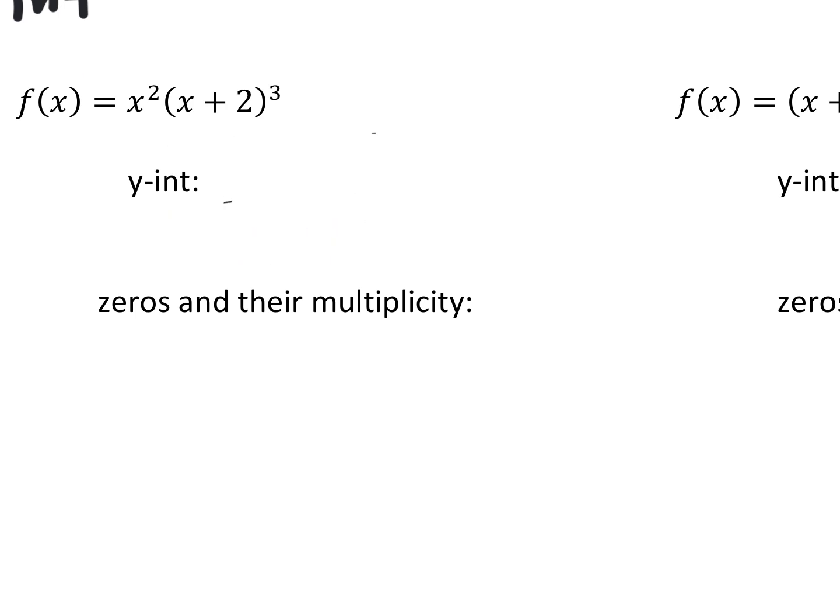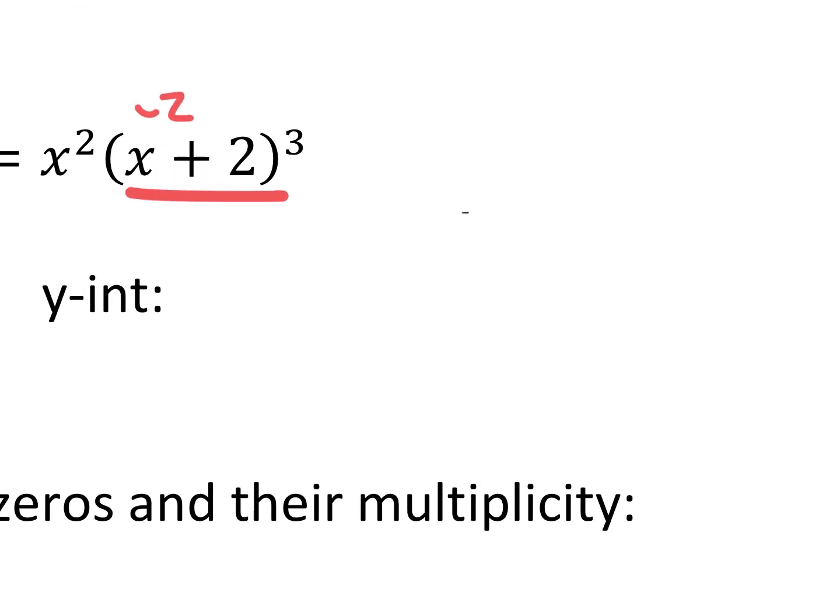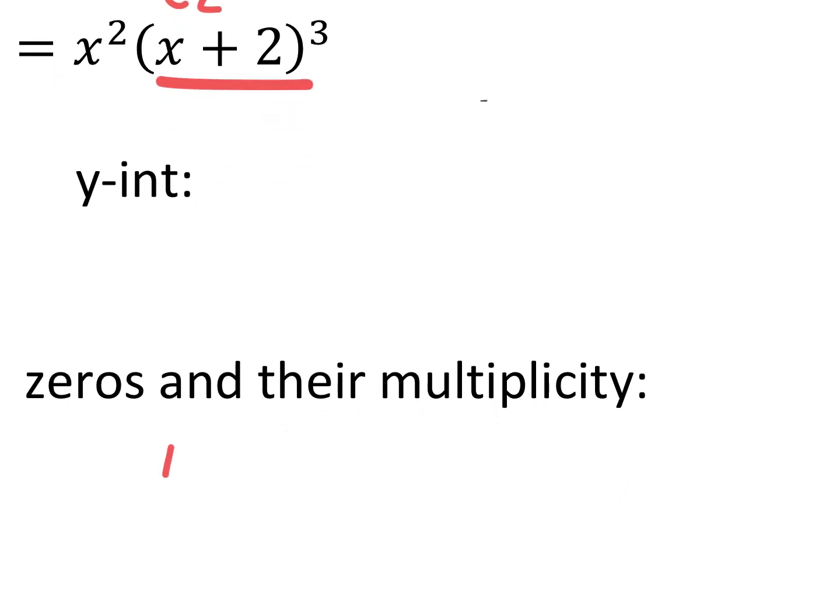Multiplicities are these little powers. This has a negative 2 as its root, also known as its 0. So the 0 is negative 2.